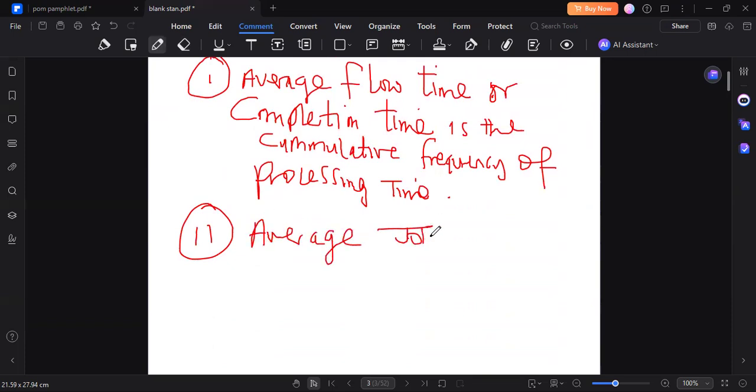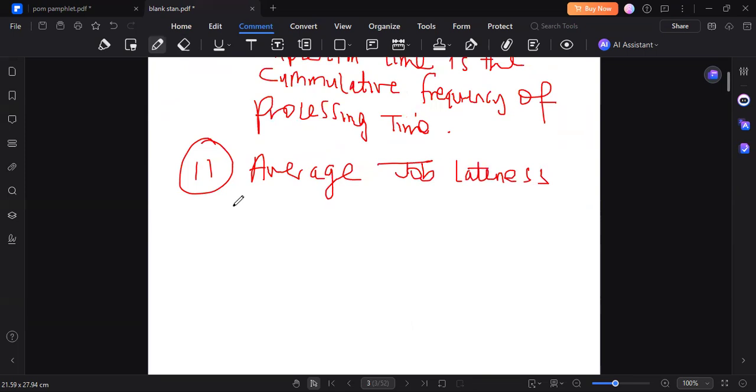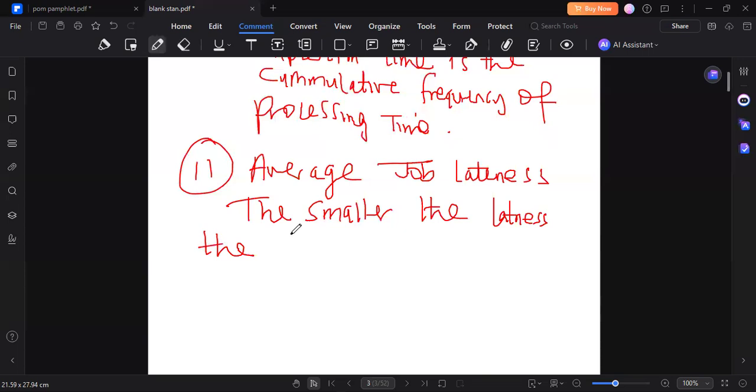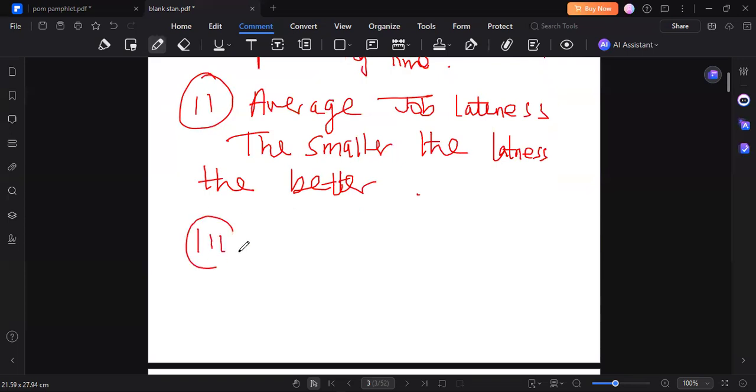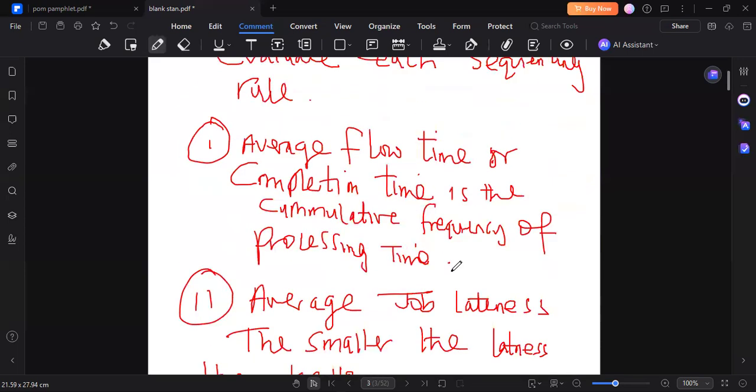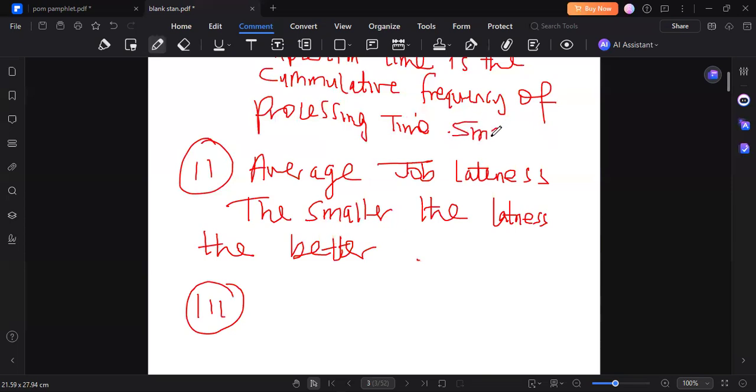So the smaller the lateness, the better. The smaller completion time, the better also. The smaller flow time, the better.